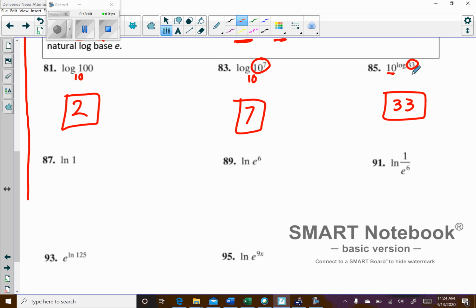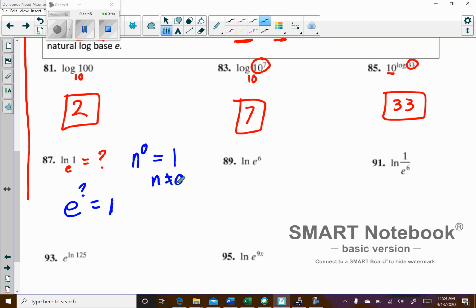Okay, 87. Okay, so natural logs. I know y'all aren't used to seeing that yet, but we're going to use that quite a bit. So that's just like, it's understood as a base e. So what are they asking? We're trying to figure out what this equals. If you remember, if you convert this to exponential form, it's going to be e to what power equals 1. And you have to remember that any number raised to the power of 0 equals 1 as long as that number is not 0.